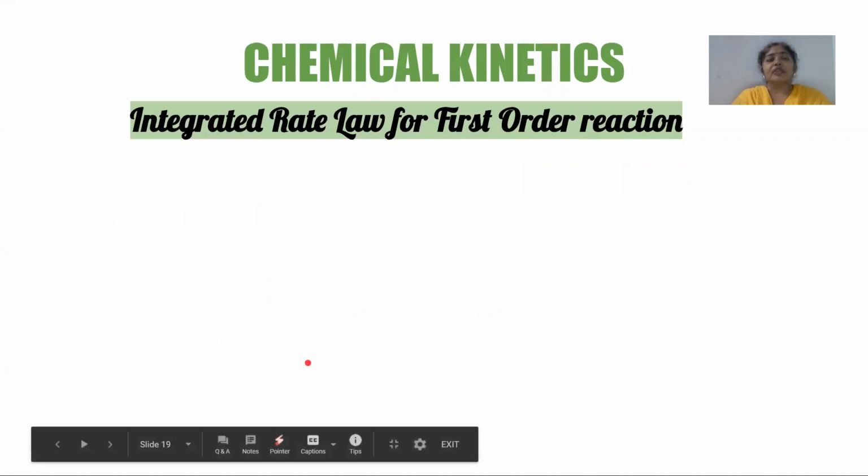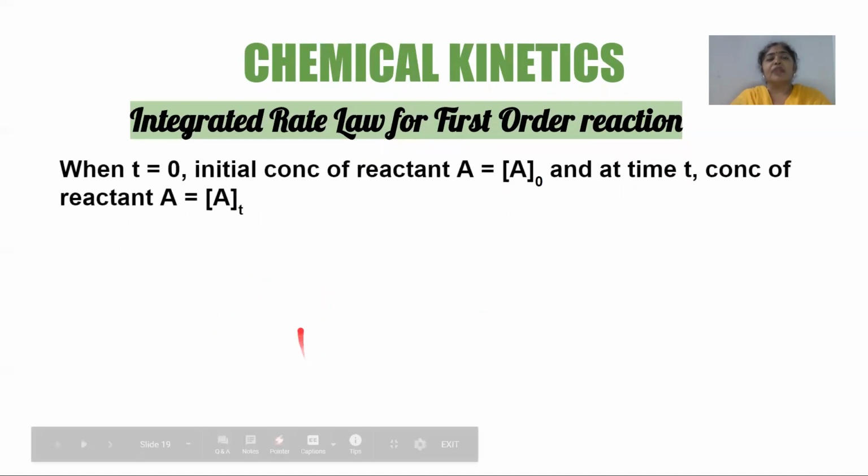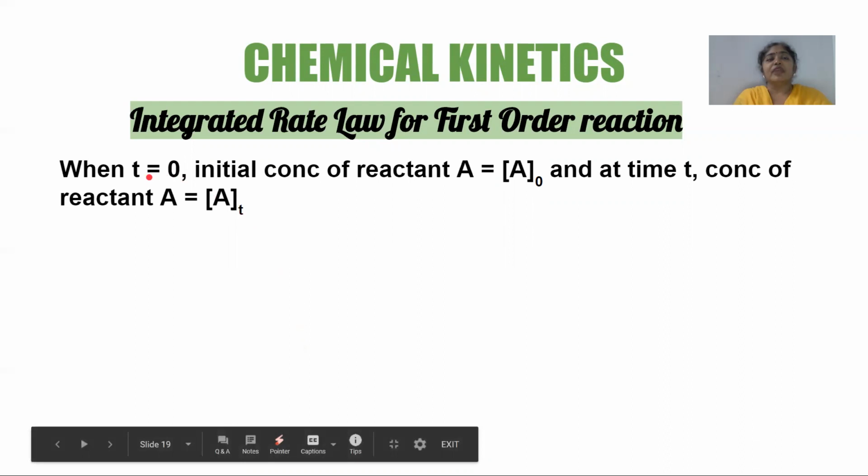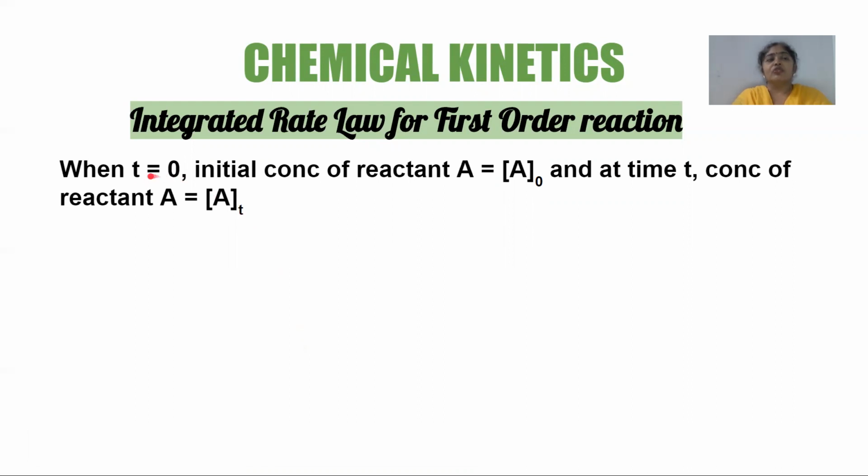Now let us integrate this expression. For integrating, we need to apply the limits. The limits will be from the initial value. Initially the time is 0. So when t is equal to 0, the initial concentration of the reactant A, let us denote it by A0. And at the final time, some time t, the concentration of the reactant A will be denoted as At. So these will be our limits. Time will be from 0 to t, and the concentration will vary from the initial concentration A0 to the final concentration At.